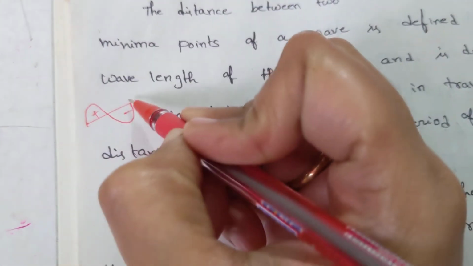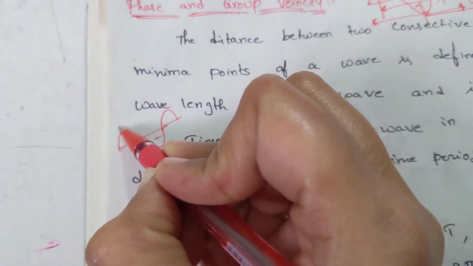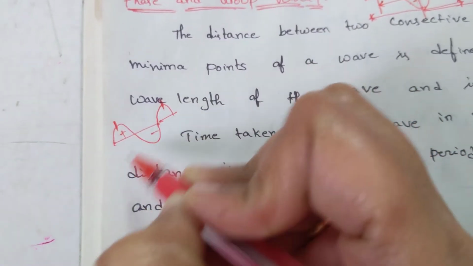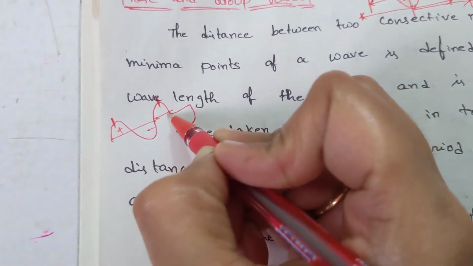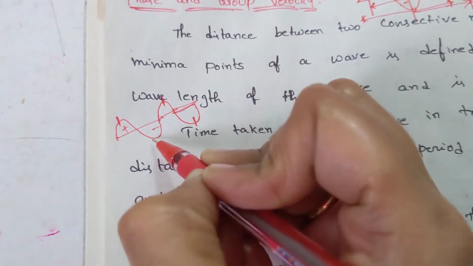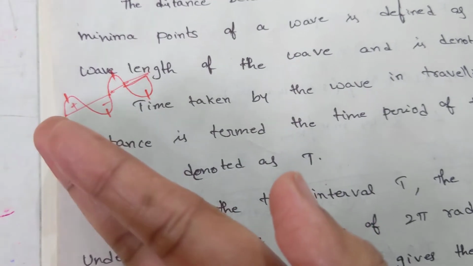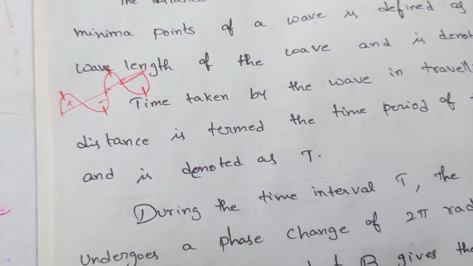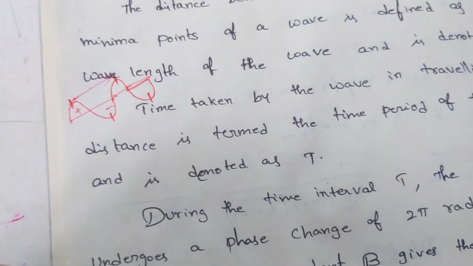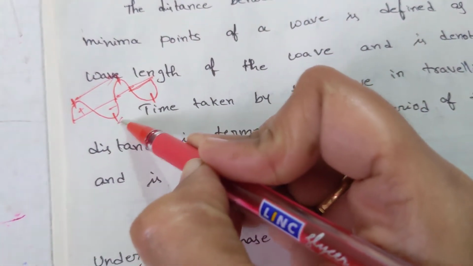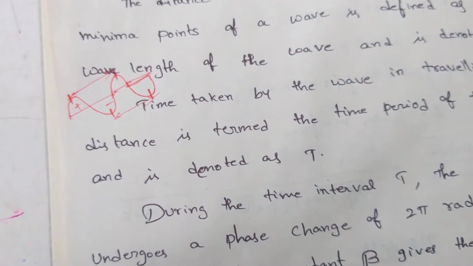So the distance between either two maxima points or the distance between two minimum points. The maximum will be on the positive side and the minimum will be on the negative side. The distance between the successive positive values or the negative values, we call it the wavelength of the given waveform.